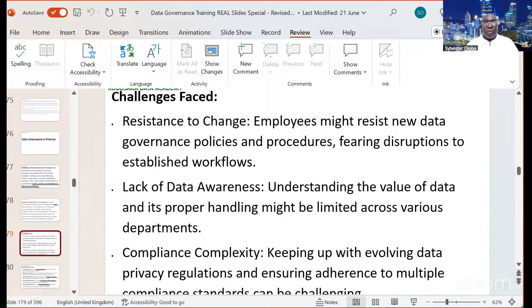Why is it that employees resist new data governance policies? Why did they resist the policies? Why do you think? Because they are afraid of uncertainty, future uncertainty. They might lose their jobs. Thank you. You're so smart. Everybody is learning. Yeah, afraid of their job.